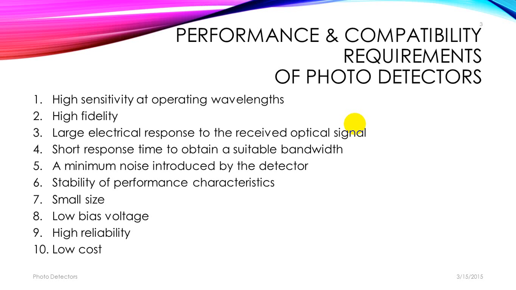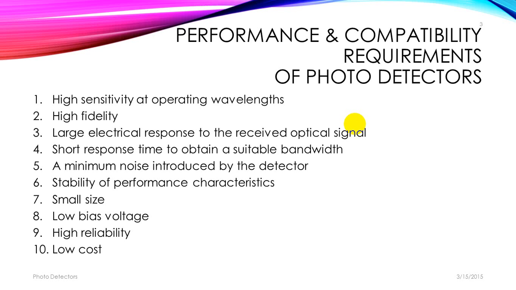The sixth point is stability of performance characteristics. Ideally, the performance characteristics of the detector should be independent of changes in ambient conditions. However, the detectors currently favored have characteristics which vary with temperature, and therefore compensation for temperature effects is often necessary. And the seventh point is small size. The optical detector should be very small in size.